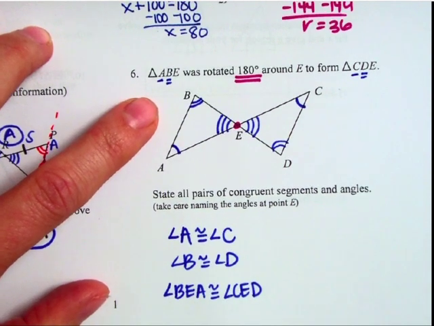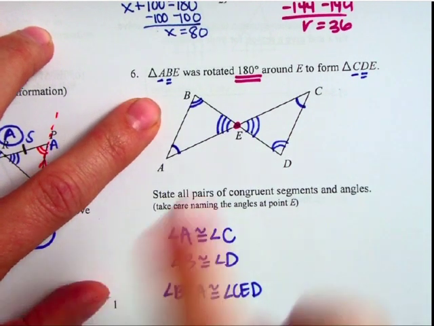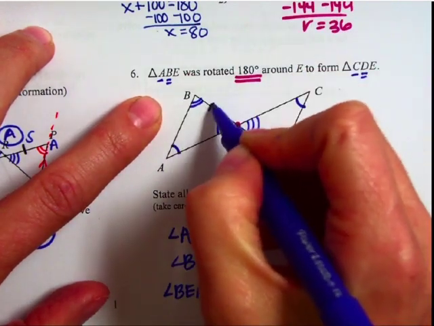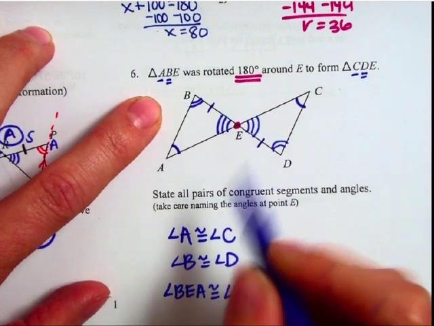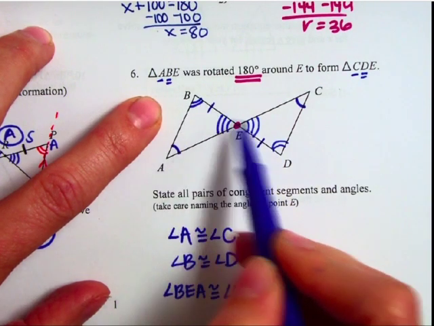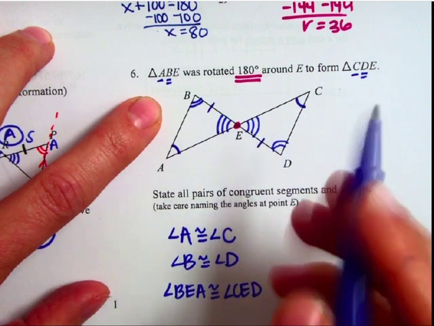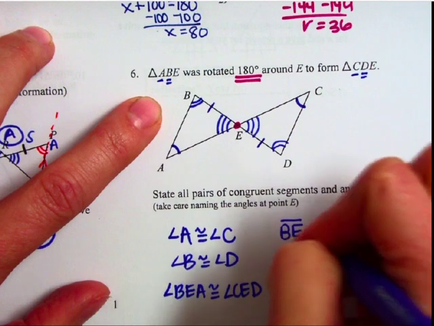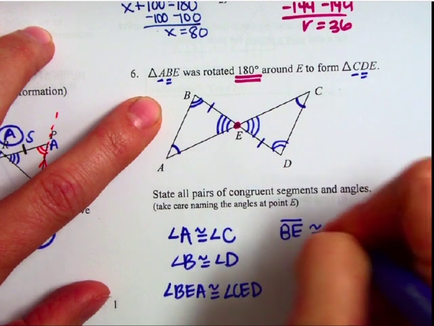Now we're going to look at our 3 pairs of congruent sides. When we rotate this one around, BE is going to land on ED. So you can look at the number of arcs to help you out with that. 3 and 2 arcs, 3 and 2 arcs forming here. So I'm going to write down that BE is congruent to ED.